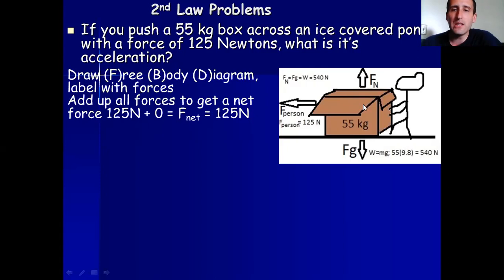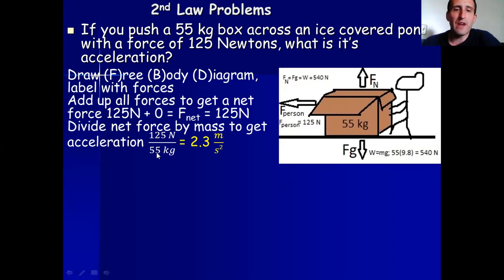So this becomes easy because the vertical forces cancel and there's only one horizontal force. So we add up the horizontal force and we get 125 plus 0 from the vertical, which we wouldn't be able to add like that, right? We'd have to make a triangle if there was actually a vertical force. But since it's 0, it's 0. So the net force is that 125 newtons. We divide it by the mass of the box, and that gets us an acceleration of 2.3 meters per second squared.